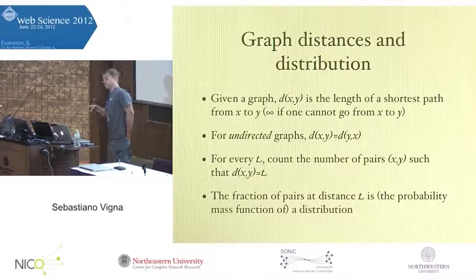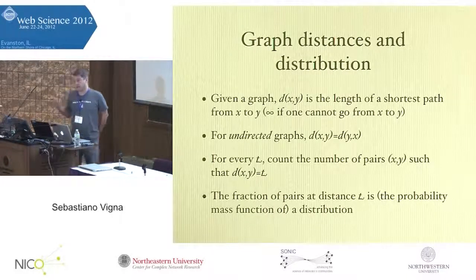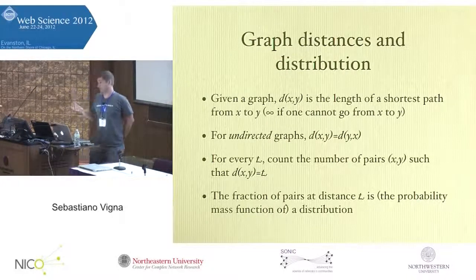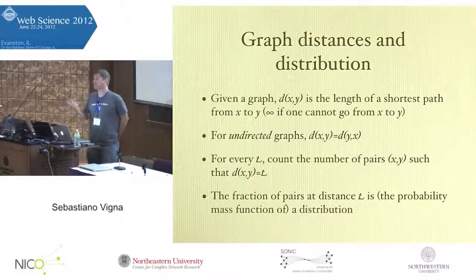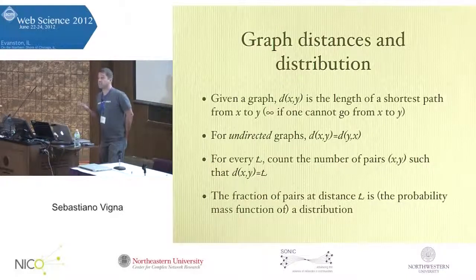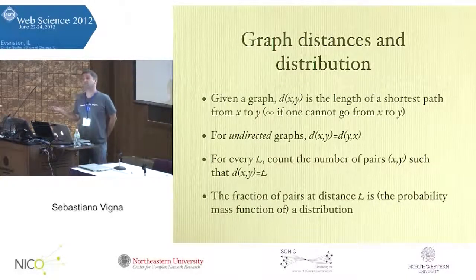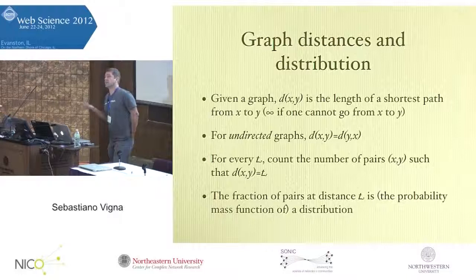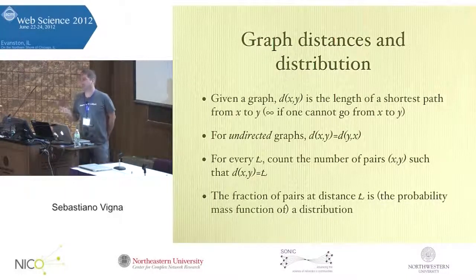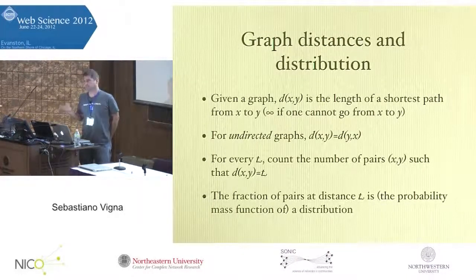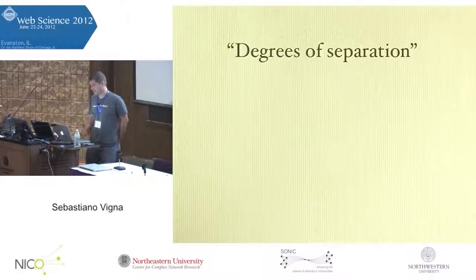And if you instead consider the fraction of pairs, so instead of the number of pairs at distance t, you consider the fraction of pairs at distance t, you get a probability mass function of a distribution, which is the distance distribution. So the distance distribution tells you which fractions of pairs are exactly at distance t. Okay? This is the main idea.